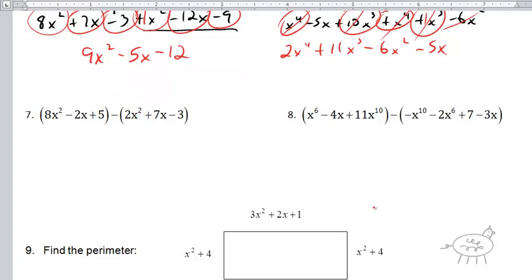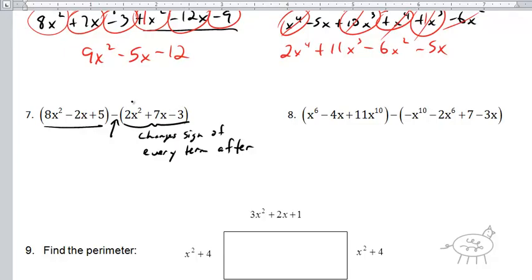So here's the deal too, math fans. If you have a negative between them, what this does is it changes the sign of every term after. So every term after. So it doesn't do anything with this. It literally just changes every sign here. So I can write 8x squared minus 2x plus 5, and then it's going to be minus 2x squared minus 7x plus 3. Change the sign of every term in there. So it went from 2x squared to negative 2x squared, 7x to negative 7x, and negative 3 to positive 3.